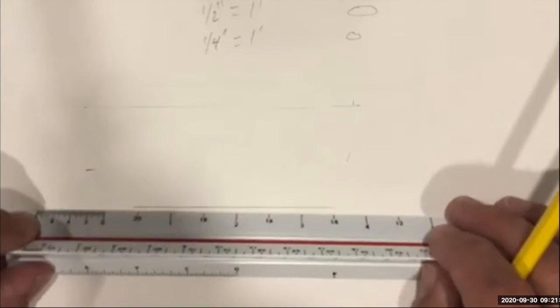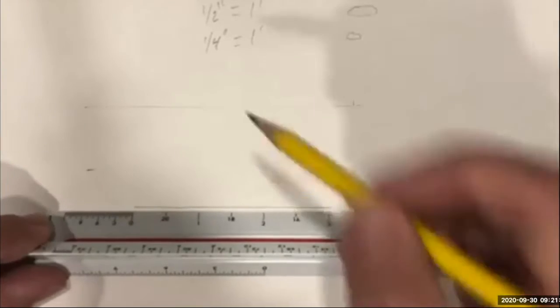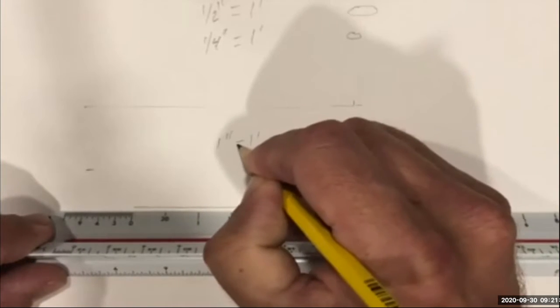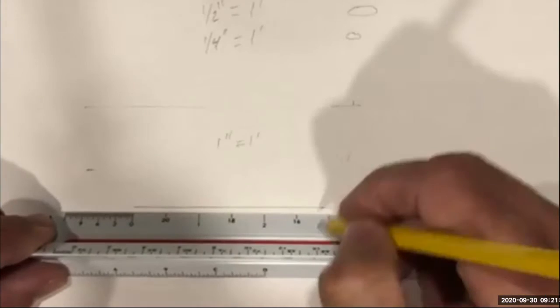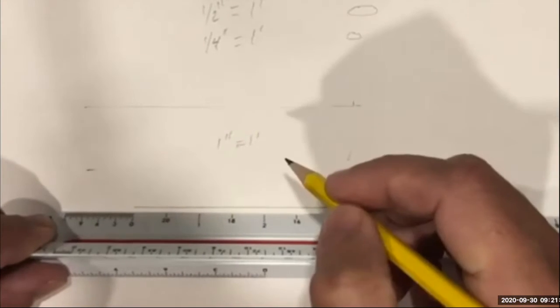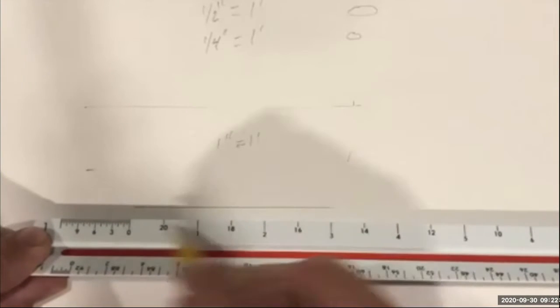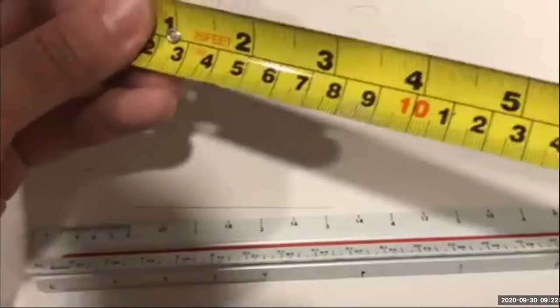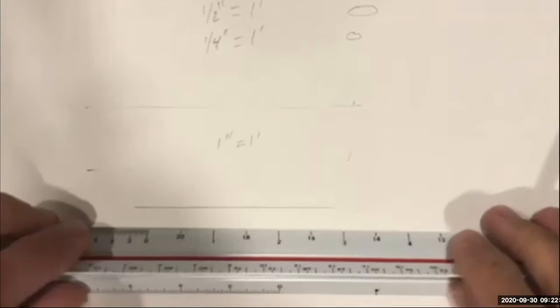Now I'm dealing in a 1 inch equals 1 foot scale. That means that's not 3 inches, that is 3 feet. So that's 1 foot to here, 2 feet to there, 3 feet to there. So in reality, that is something that is 3 feet long, represented in scale. That's how it would measure out.